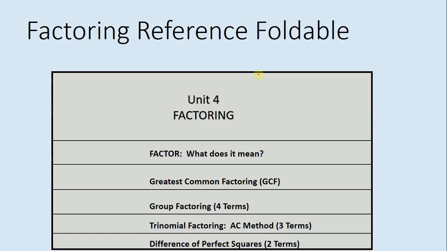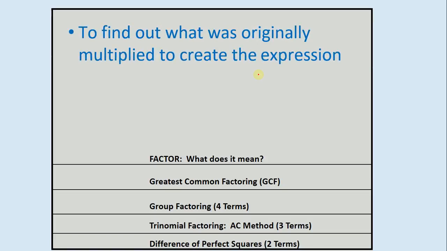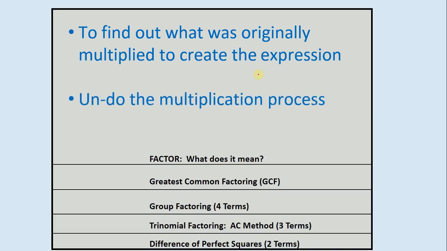So go ahead and open your first flap where it says factor. What does it mean? Under the two bullets, the first bullet is to find out what was originally multiplied to create the expression. So that's what factoring allows us to do. It lets us figure out what was originally multiplied, aka it undoes the multiplication process. So that's ultimately what we're doing when we're factoring. Consider it being the undoing of the distributive property.